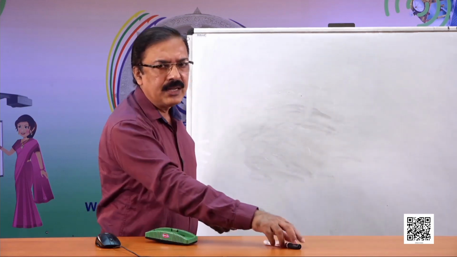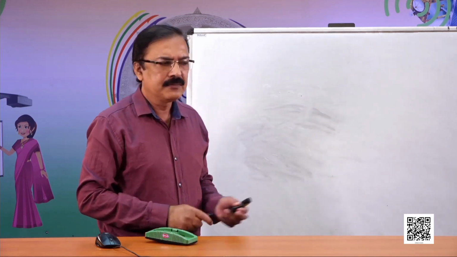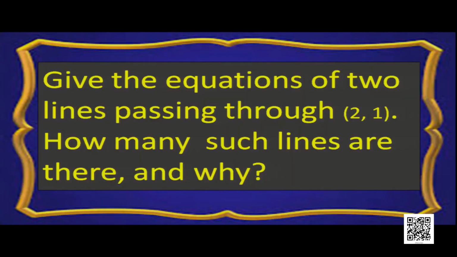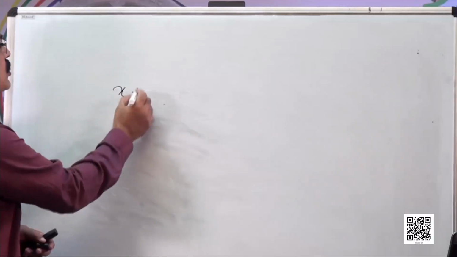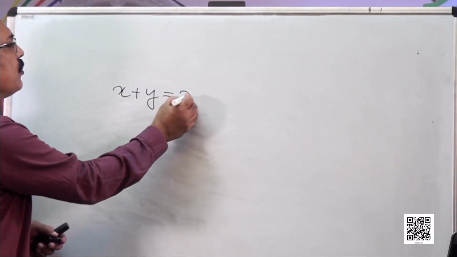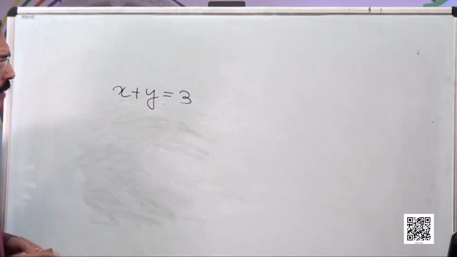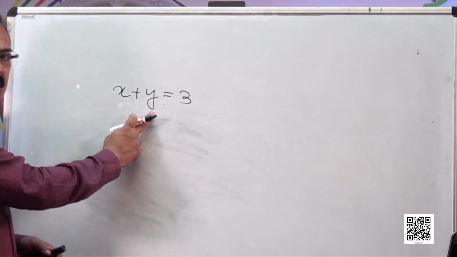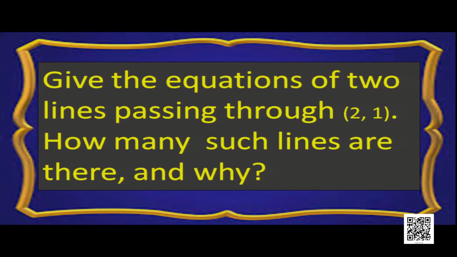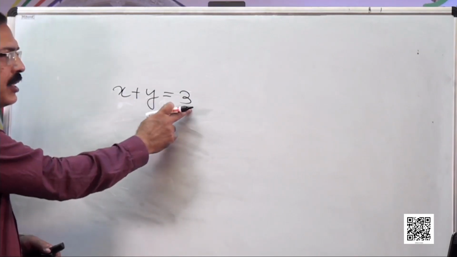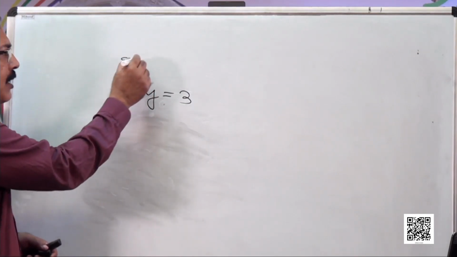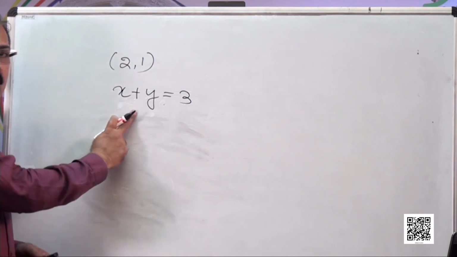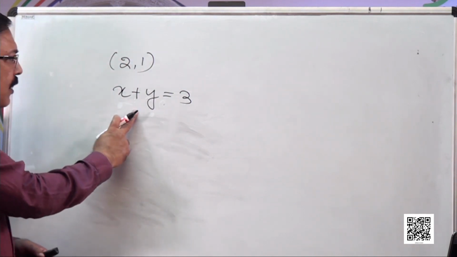2, 1 is a solution. So the equation can be x plus y is equal to 3. If we put the value of x as 2 and the value of y as 1, then 2 plus 1 gives 3. So 2, 1 is a solution to this equation.